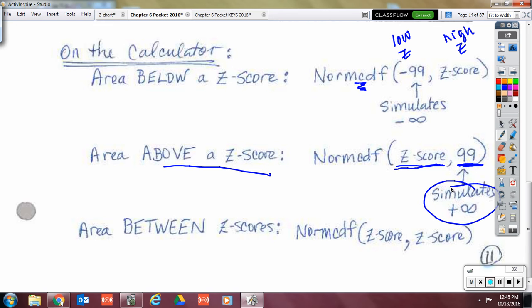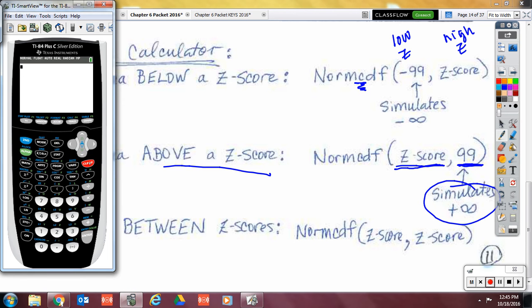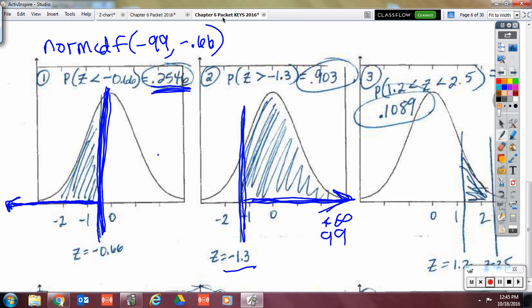So here we go into our calculator. Second vars. Number 2 is norm CDF, and the lower bound is, was it negative 1.3? And the upper bound is simulated by the number 99, because that's simulating positive infinity, and that is an area of 0.9031. So see, you didn't have to find the lower area and then subtract it from 1. It gave it to you straight away. Isn't that nice?